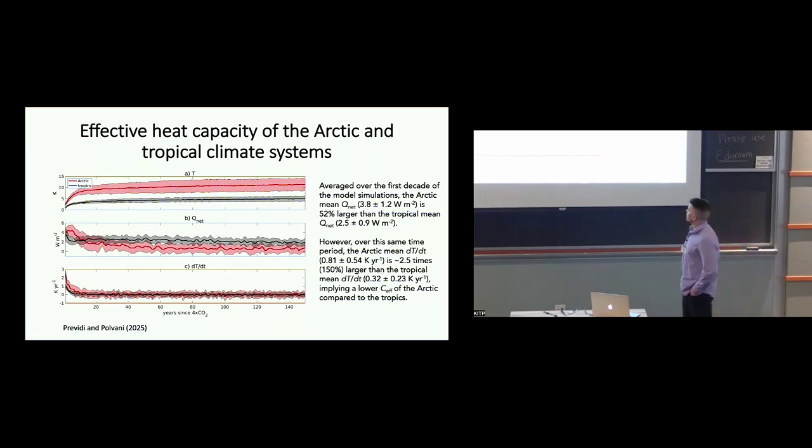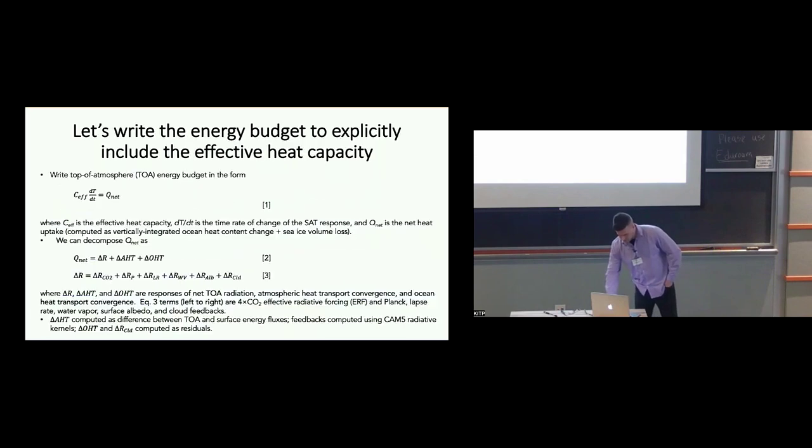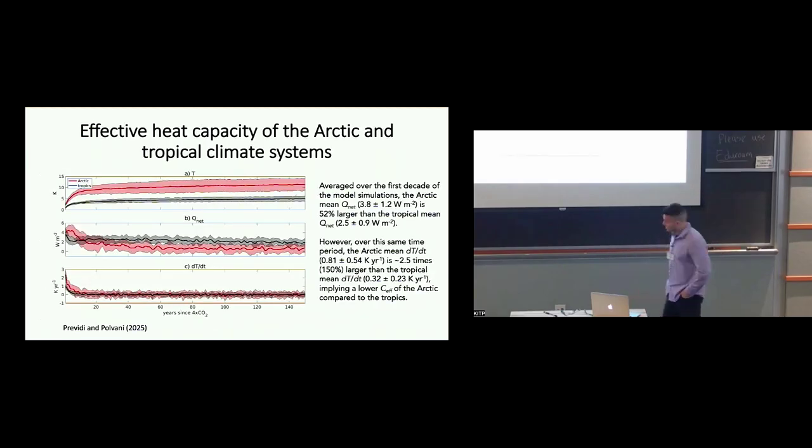And so if we go back a couple slides to equation 1, if Q net is about 50% larger over the Arctic than the tropics, as we found, and if the heat capacity of the Arctic and the tropics was the same, then we would also expect dT/dt to be about 50% larger over the Arctic than the tropics. But as you can see here, it turns out that that's not the case. In fact, the warming rate dT/dt over the Arctic is actually about 150% larger than the tropics. And what that implies is a lower effective heat capacity of the Arctic compared to the tropics.